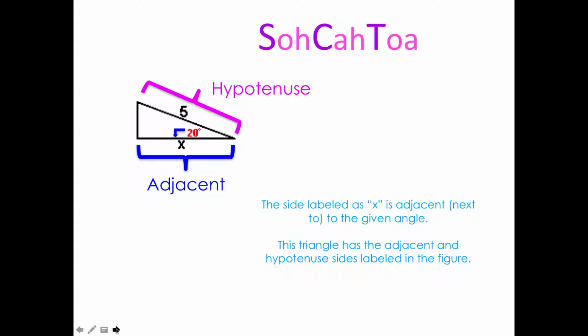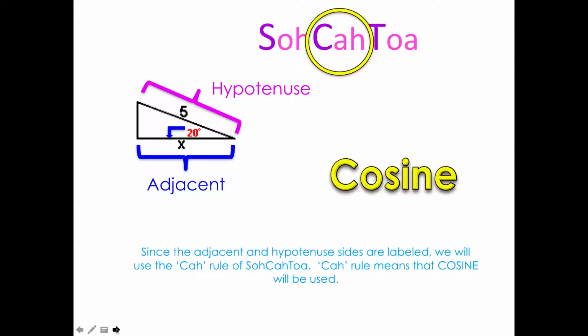What I have here is the hypotenuse, which is my longest side. It's opposite my right angle. I have my angle measurement, and when I look at it, I see the side X is right next to it, so I know I have my adjacent side. So I have my adjacent and my hypotenuse. Because I have my adjacent and my hypotenuse, I know that I'm going to be using cosine. I'm following the "Cah" rule, so to speak, of SohCahToa.